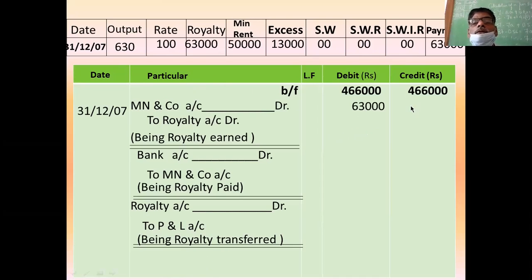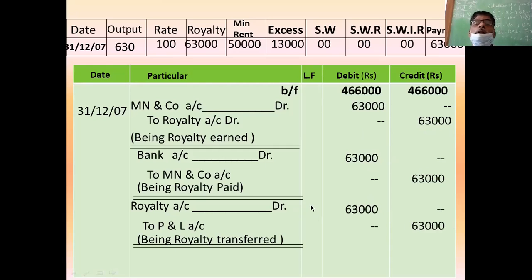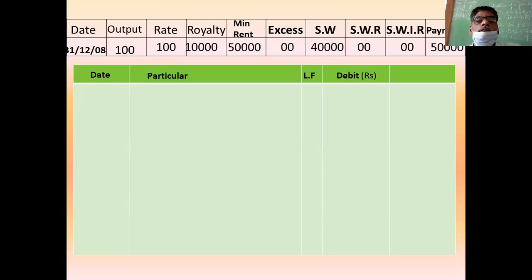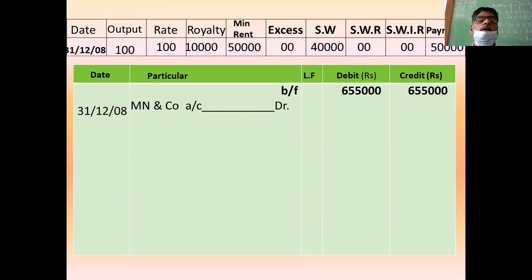Royalty 63,000. Then MN company 63,000. Bank 63,000. Payment 63,000. MN company. Royalty 63,000 goes to the P&L account. This is the way of writing this. Third year total is 6,55,000. Okay. Goes to the next page. This page total is 6,55,000.